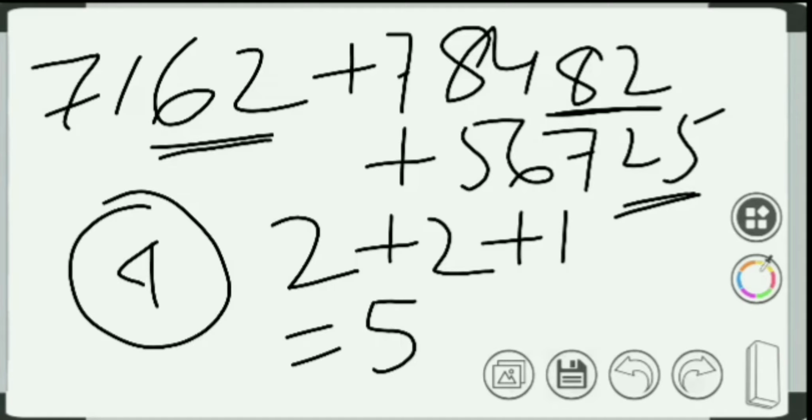This number 5 is greater than the dividend. What is the dividend? Dividend is 4, because we are dividing this number by 4 and we want to calculate what will be the remainder. This is 5 and this is greater than 4, so we divide 5 by 4 and the remainder will be 1. So the answer is 1. When this number is divided by 4, the remainder will be 1.